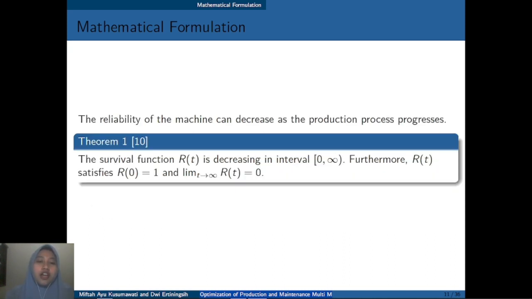The reliability of the machine can decrease as the production process progresses. Let's see in theorem 1. The survival function R(t) is decreasing in the interval 0 to infinity. Furthermore, R(t) satisfies R(0) is equal to 1 and the limit of t to infinity, R(t) is equal to 0.